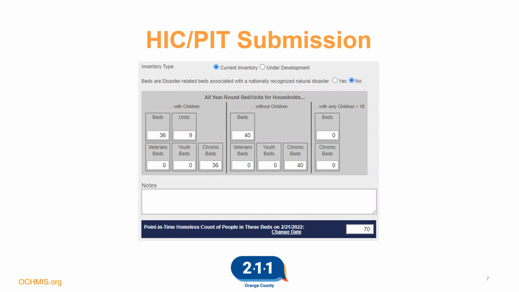So what I'm showing here is another idea we have for how we can collect your data as part of your HICP submission. If you are not sure what I'm talking about right now, the HIC is the housing inventory chart and the PIT is the point in time count that we conduct on an annual basis for housing projects in Orange County that target homeless clients. And the point in time is a count of the clients active in emergency shelters or transitional housing projects.